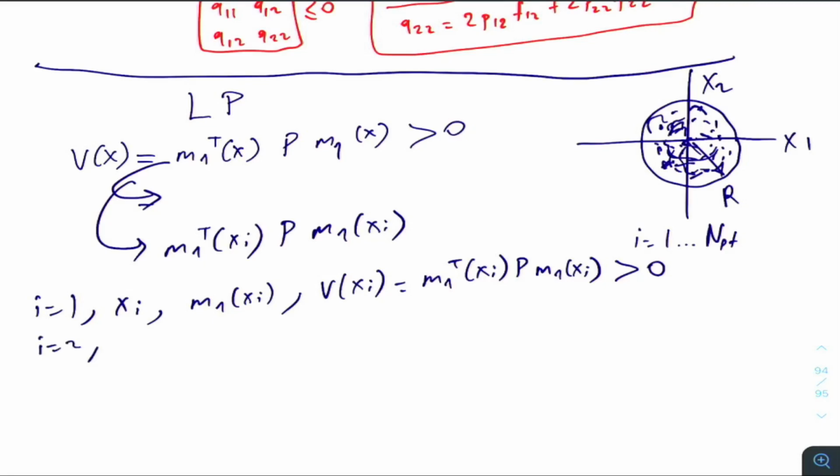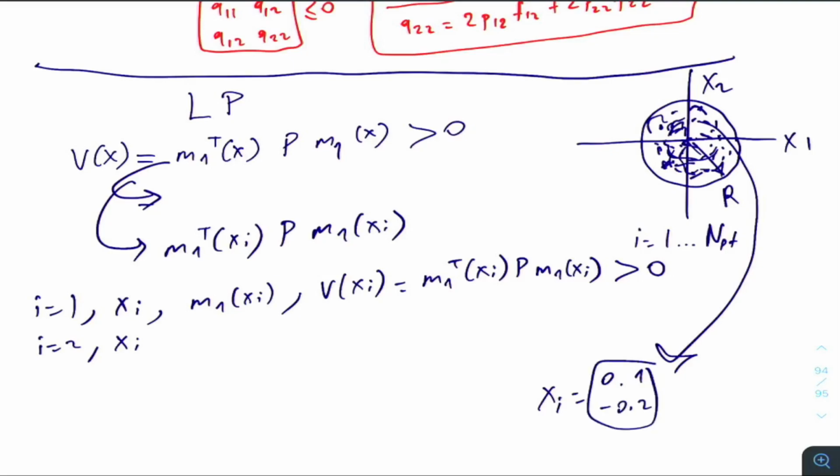Let's do it for i equals 2. Again, you are going to sample some xi, for example. Just sample it, and we get xi equals 0.1 and minus 0.2, for example. We just sampled it. We know this. We just generated, not random, from a uniform distributed PDF. We just generated it at random in that given sphere with radius r.